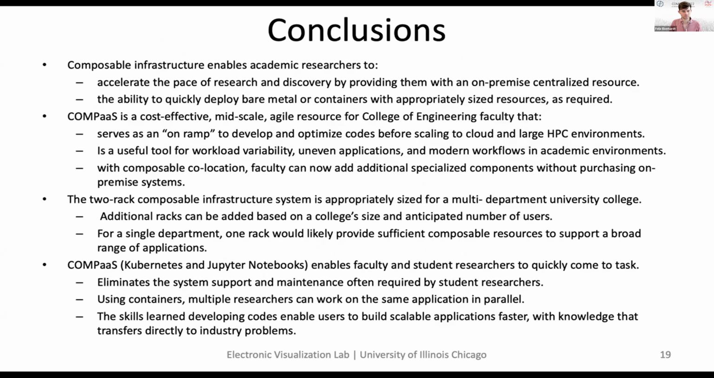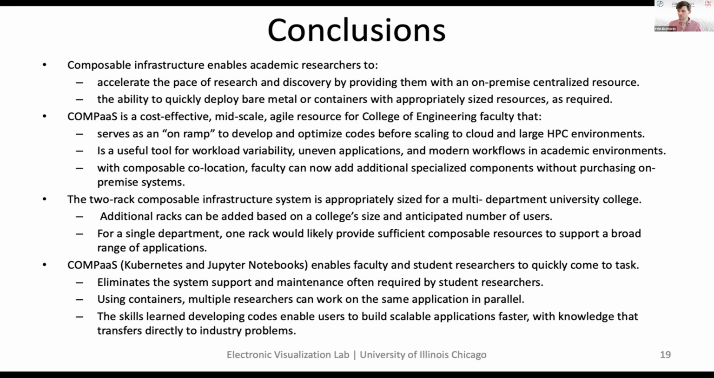So in conclusion, we have found that composable infrastructure enables our academic researchers to accelerate the pace of their research by providing them with an on-premise centralized resource. It allows them the ability to quickly deploy bare metal or containers that are appropriately sized as their application or as their research demands. And so COMPSYS has shown to be a cost-effective, mid-scale, agile resource for the College of Engineering. It's been able to serve as an on-ramp for users to develop their software before scaling to larger cloud or HPC environments. And it's been a great tool for supporting our uneven applications and the modern workflows that are needed in an academic environment.